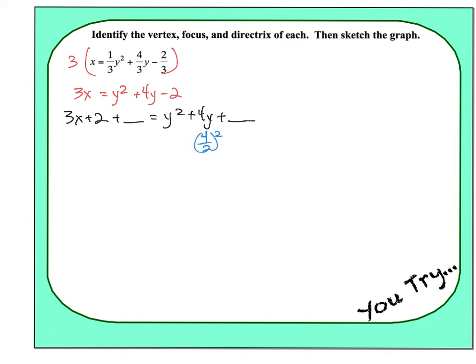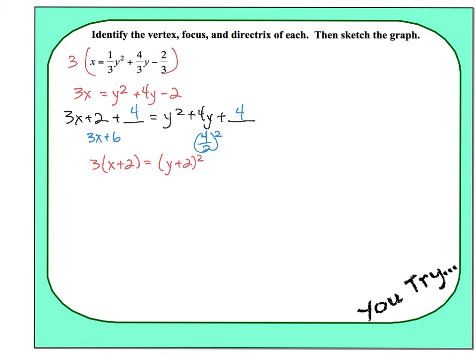All right, hold on. 4 divided by 2 is 2. 2 squared is 4. So we added 4 to both sides. All right, so now we end up with 3x plus 6. So what do we need to do there? Take out the 3. So 3 and then the quantity of x plus 2 equals y plus 2 squared.